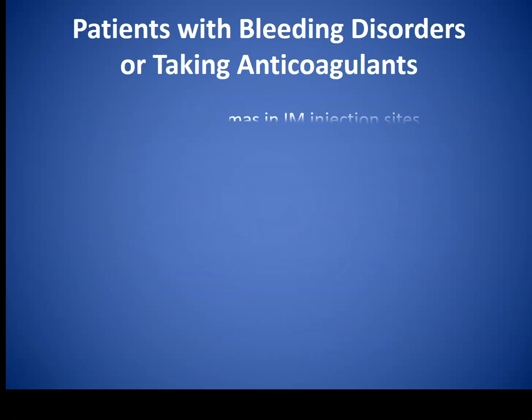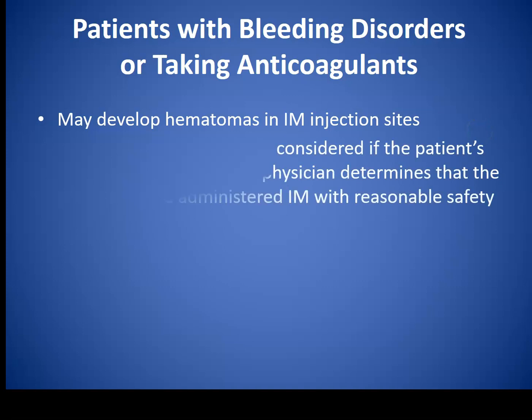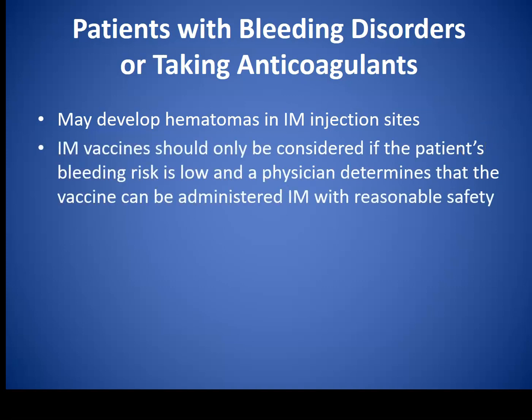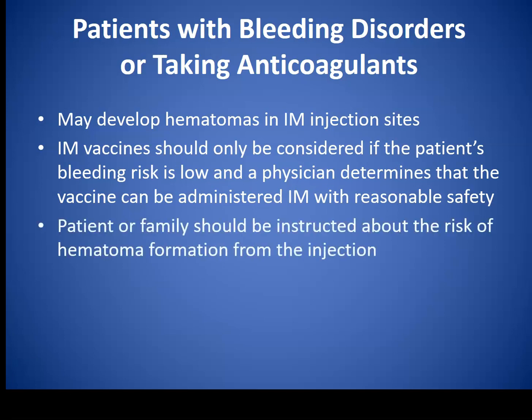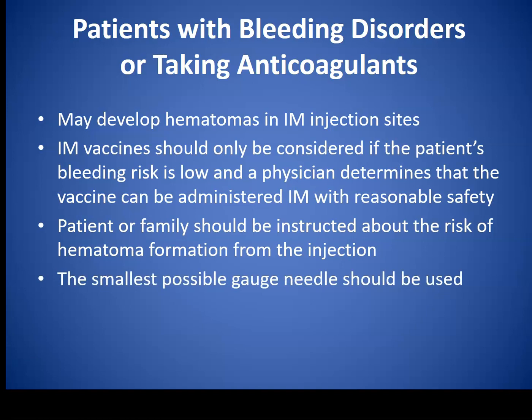Special considerations need to be made for patients with bleeding disorders or if they're taking anticoagulant therapy, which are drugs to, quote, thin their blood, unquote, because they're more likely to develop hematomas at the site after the injection. So you want to make sure the provider has considered this and has decided that their bleeding risk is low and that the vaccine or medication can be administered with reasonable safety. The patient or family should be instructed about the risk of the hematoma from the injection. Always use the smallest possible size and gauge needle.